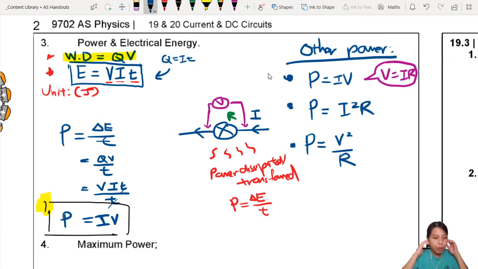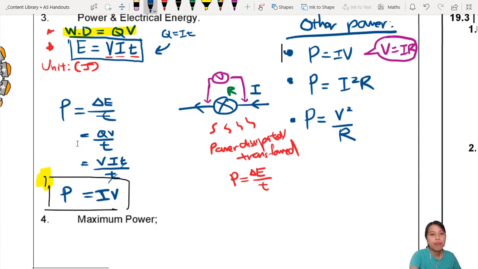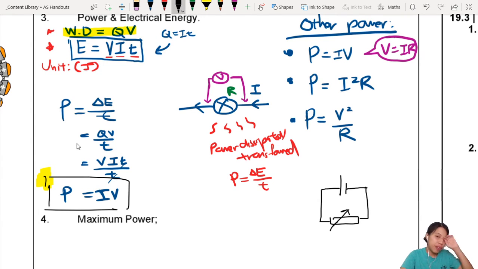Okay, so let's look at, before we look at that, wait, I want to give you a quick heads up. In a circuit, if you have something like this, a battery, a variable resistor, this is a heads up for the bonus one that I'll do later. This variable resistor means you can change your R.